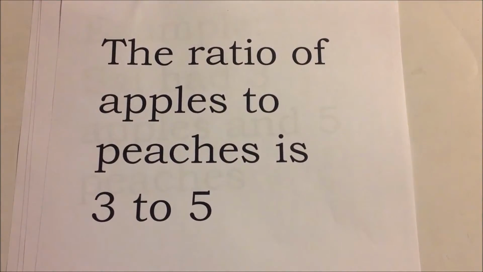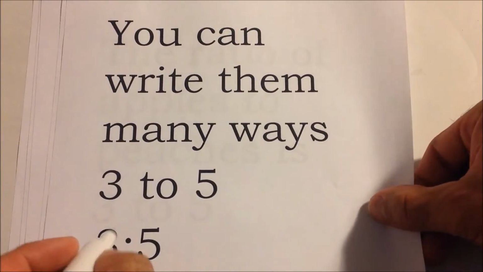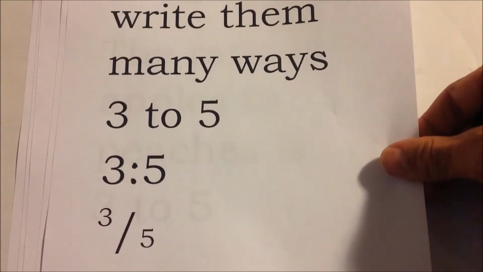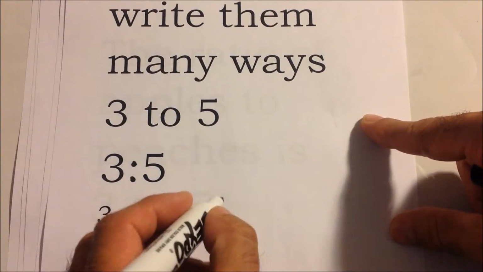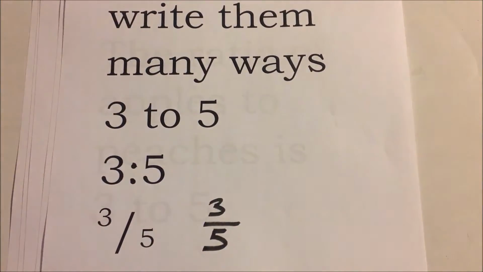And you can write ratios many ways. You can write it like we just said, 3 to 5. Or we can write it with this colon here. 3 to 5. That means 3 to 5. Or you can write it like a fraction. It looks like a fraction, but ratios are not fractions.